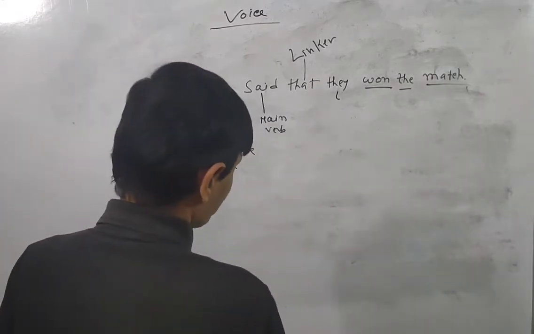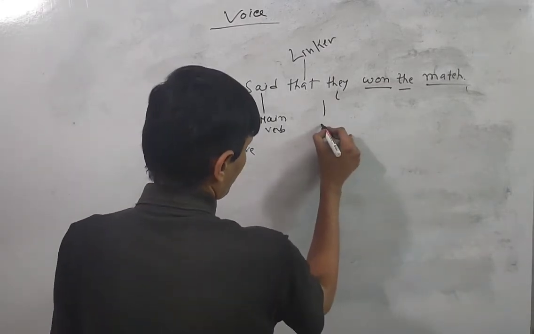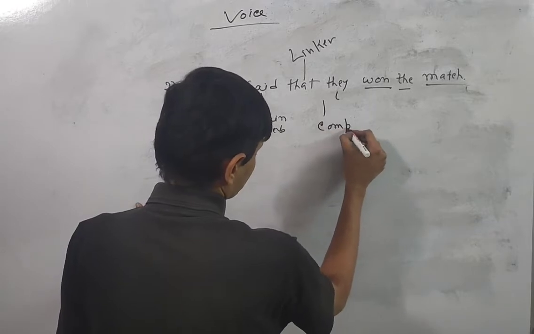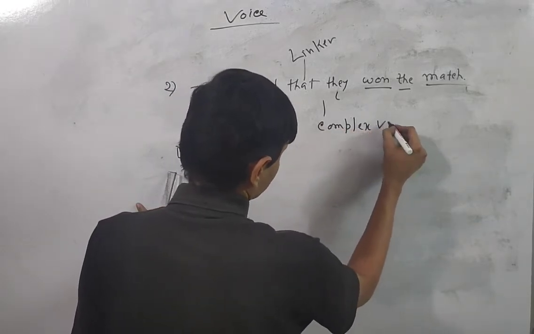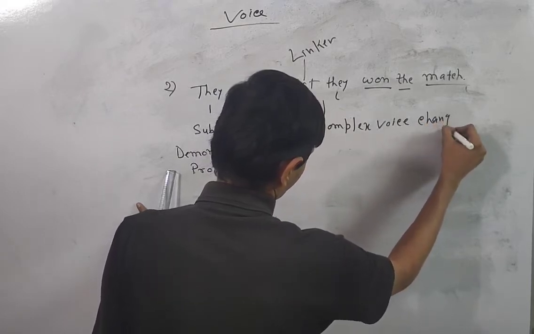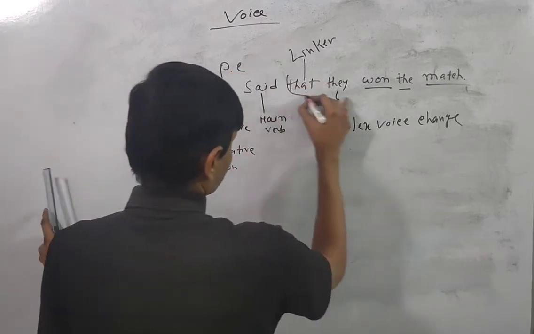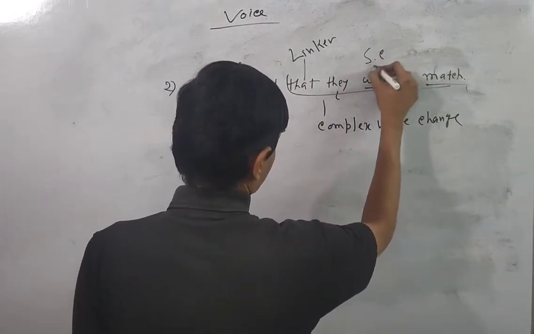Now, actually this is called the complex voice chain. This is called in English complex voice chain. Okay. This is the principal clause, PC. Here is the starting point of the subordinate clause.